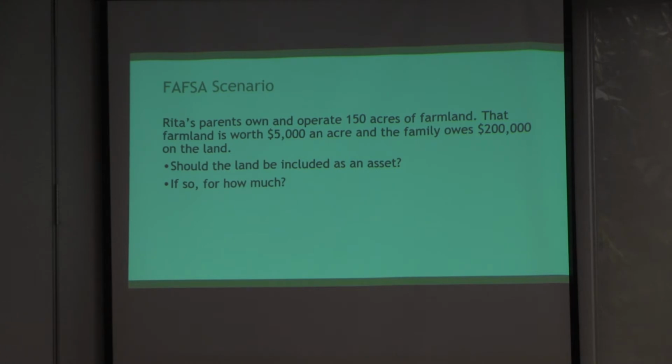Rita's parents own and operate 150 acres of farmland. That farmland is worth $5,000 an acre, and the family owes $200,000 on the land. Should the land be included in assets? No. Does she live on it? Not if she lives on it or can see it. That's what it depends, if they live on it, or in my personal opinion, if they can see it from where they're living. It's not included. So say they don't live on it. Say they live in a different state.